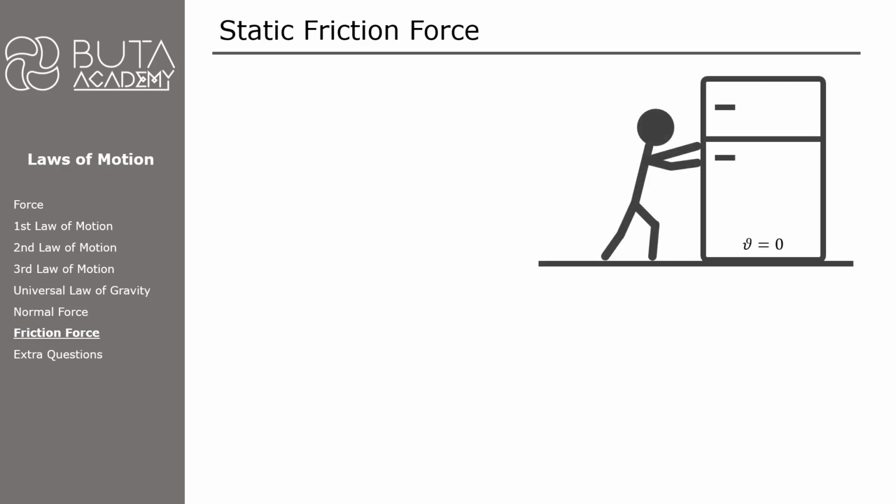Let's imagine a situation where we are applying a small force to push a fridge, but the fridge is too heavy and remains at rest. We know from the first law of motion that if an object is at rest, the net force applied on it is equal to 0, which means there is another force which is opposing the force we have applied and nullifying its effect. This opposing force is the force of friction.